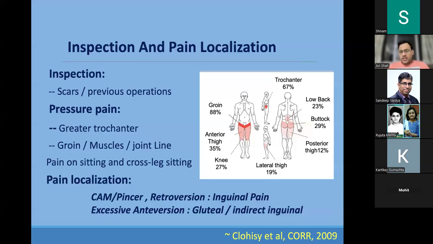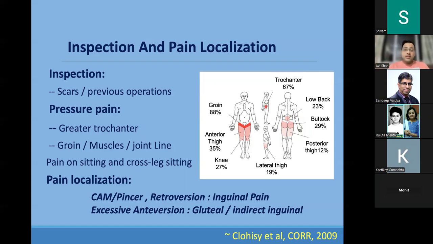If you see this, Clohisy in 2009 gave this nice chart that hip pain can present in various ways. 88% can present as just groin pain. It can also present as anterior thigh pain, knee pain, trochanteric pain, lateral thigh pain. It can also present as just low back pain or buttock pain or posterior thigh pain. So with any of these kinds of pains, be wary about hip pathology and lower back pathology.